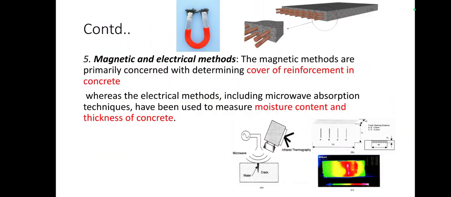And the next one is the magnetic and electrical method. I already told you at the start that we can locate the reinforcement. As you know, reinforcement is made of steel, so a magnet will always be attracted to the steel. Based on this concept we can locate at what depth the reinforcement is, and the cover depth can be determined. And by using the electrical method, electricity will have an affinity towards water, so wherever water is there it will try to absorb it. In that way we can identify the moisture content and the thickness of the concrete.